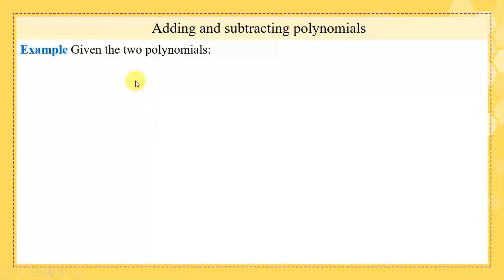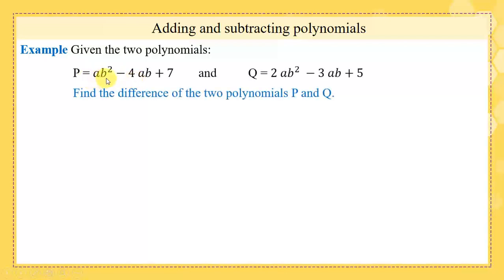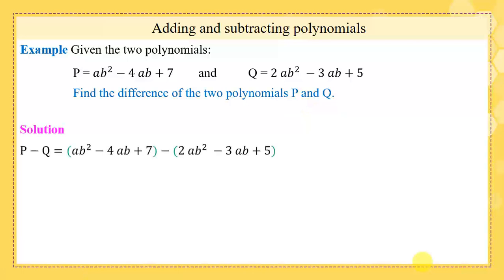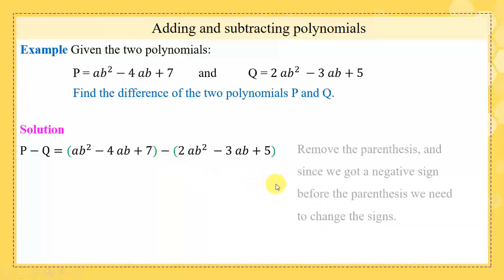Given the two polynomials, p equal ab squared minus 4ab plus 7 and q equal 2ab squared minus 3ab plus 5. Find the difference of the two polynomials p and q. Solution. P minus q equal ab squared minus 4ab plus 7 written inside parentheses, minus 2ab squared minus 3ab plus 5 also written inside parentheses.